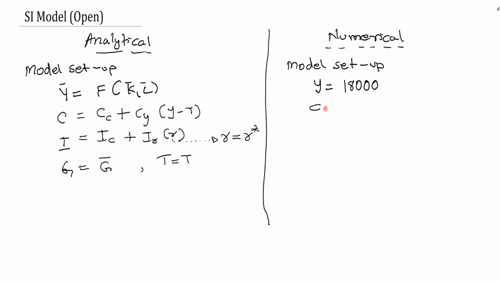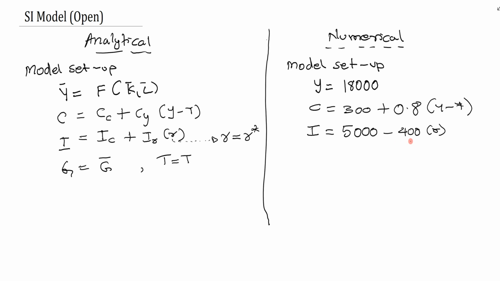So in terms of numbers, we have C, which is, let's say, 300 plus 0.8, where 0.8 is our MPC, times (Y minus T). And then investments are, again, let's assume that the part which is not related to the interest rate is 5,000, and then minus 400 r, telling us that every 1% increase in r will lead to lowering of the investments by 400. So this minus 400 is similar to I_R in the analytical framework, and 5,000 is the same thing as I_C in the analytical framework.